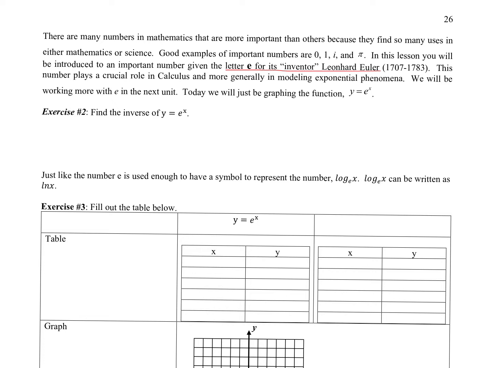Now, if you look around on your calculator, you'll see a little lowercase e. You'll also see an e to the x button. And e is irrational. It's a decimal that doesn't end or repeat, but it's about 2.718, just like we could say that pi is about 3.14. So first we're going to find the inverse of e to the x. We're just going to look at its graph on the calculator and see what it looks like, and then we'll be getting more into it this unit and next unit.